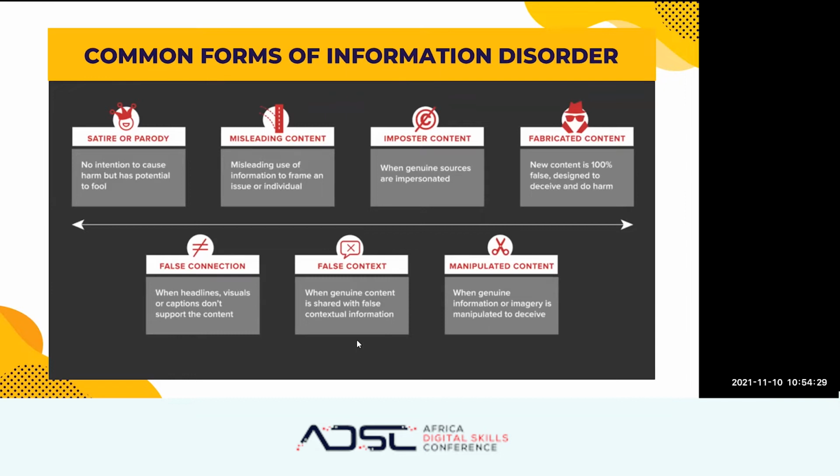So for instance, let's say you have a situation where people produce certain images, but they have the name of maybe a reputable journalist on it, or the name of a reputable media house stated on it as being the source of that information. That is an example of imposter content. And then we also have fabricated content.